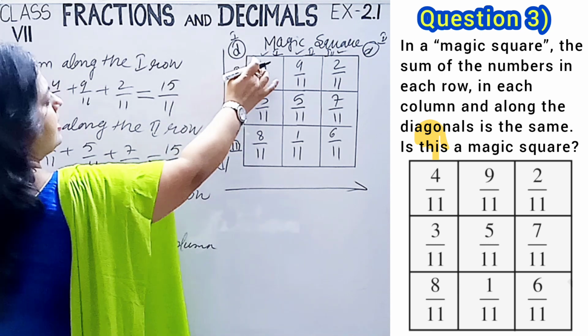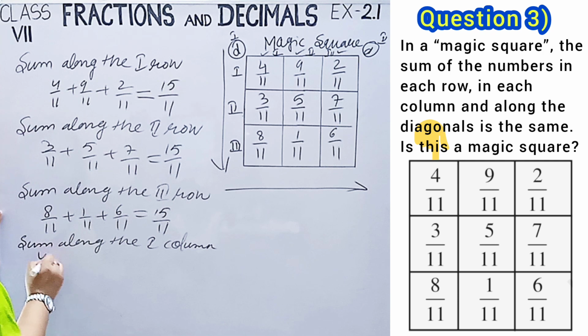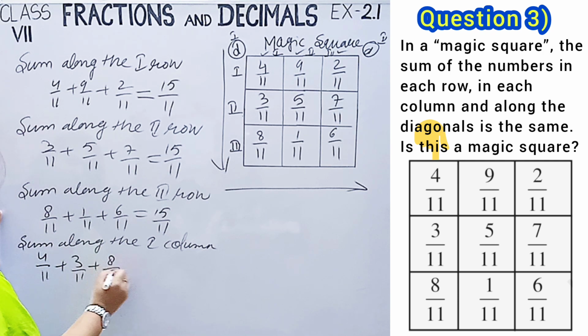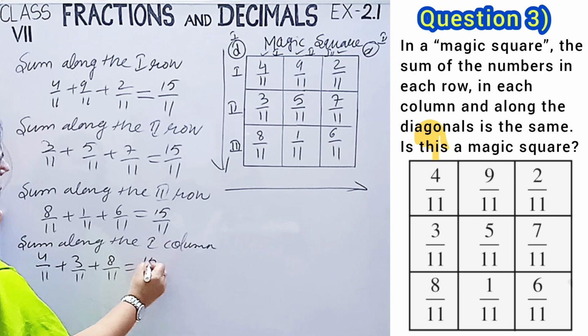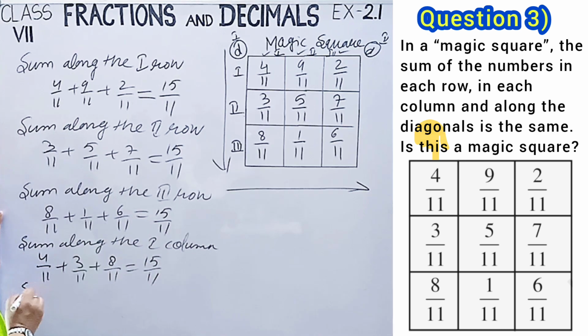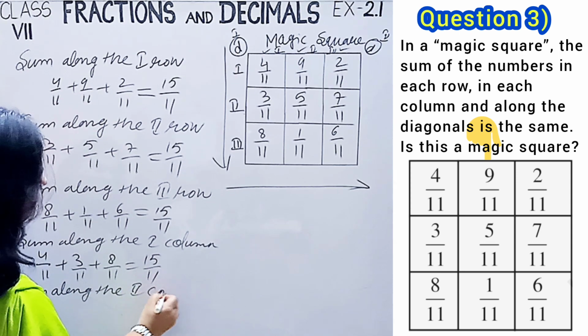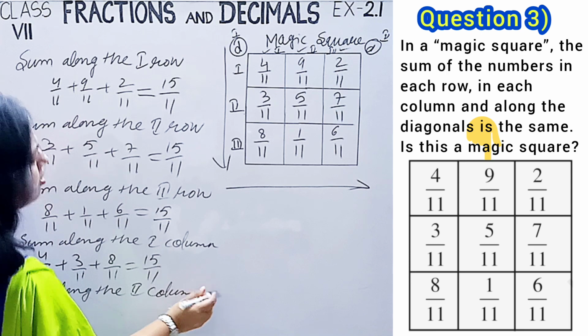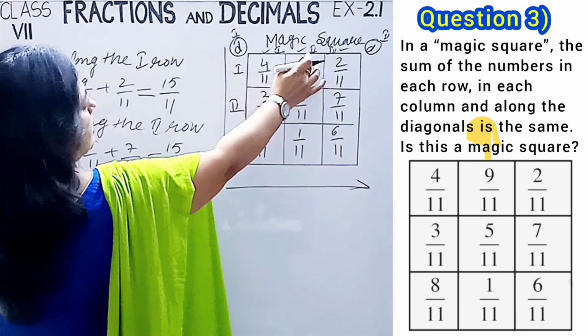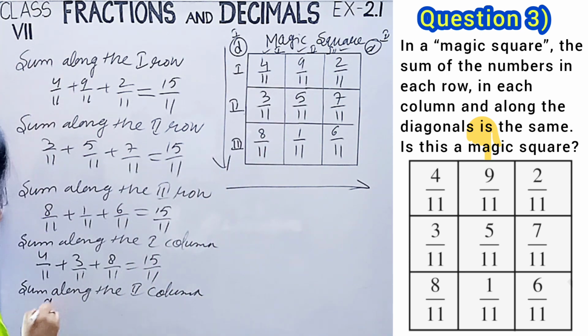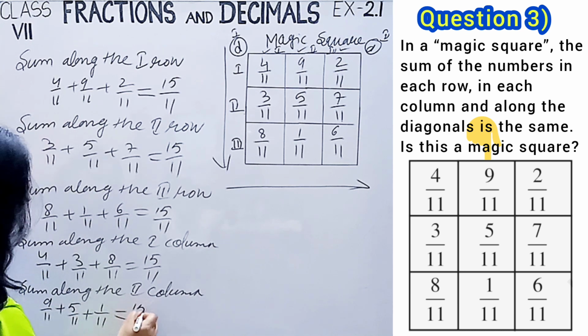First column: 4 by 11, 3 by 11 plus 8 by 11. After adding, we get 15 by 11. Now sum along the second column. Second column: 9 by 11 plus 5 by 11, 1 by 11. After adding, we get 15 by 11.